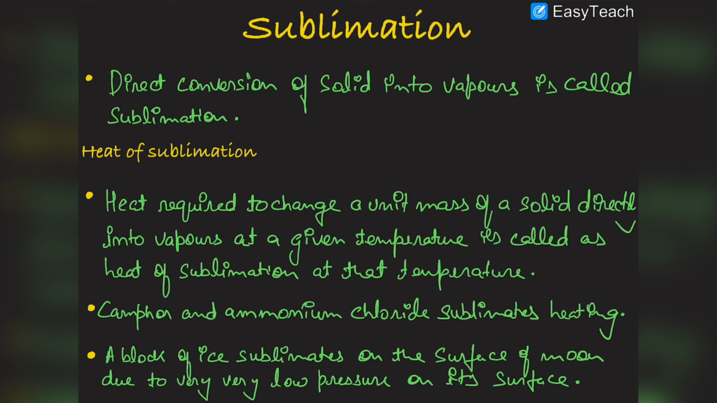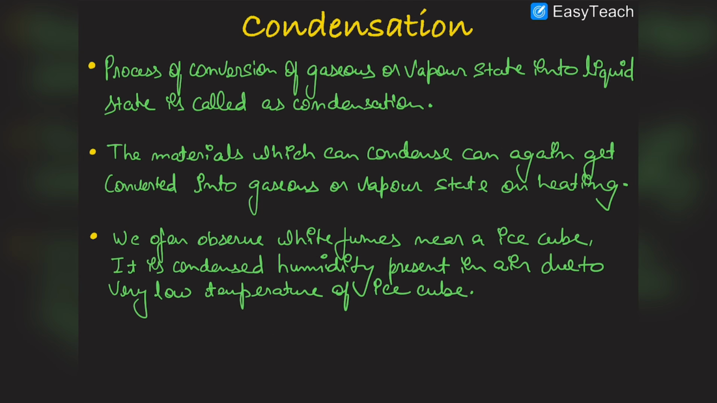Camphor and ammonium chloride sublimate naturally, and if we heat them, then the sublimation rate becomes higher. And a block of ice also sublimates on the surface of the moon due to the fact that there is very low pressure on the surface of the moon. Therefore the block of ice directly gets converted into vapors on the moon surface.